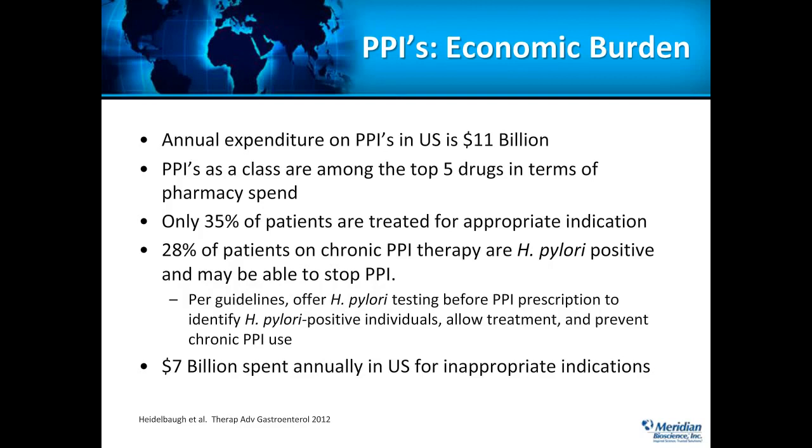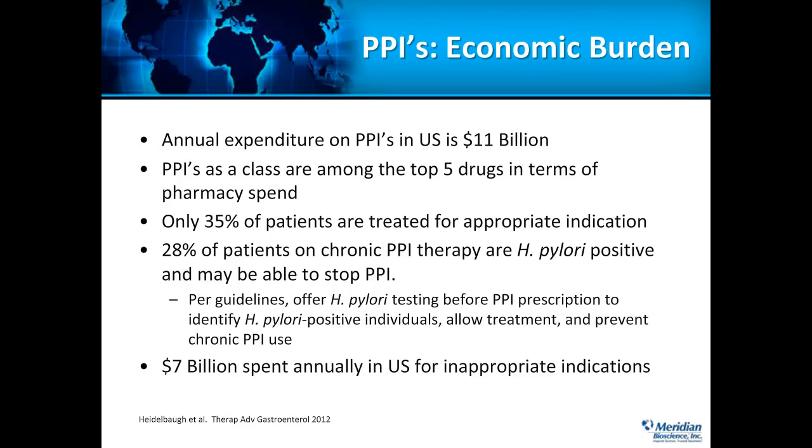What is also important to note is that when we look at patients who are taking PPIs chronically, if we were to test them for H. pylori, about 28% of these patients are H. pylori positive. So what this tells us is that 28% of these patients who are on chronic PPIs had perhaps a reversible cause of their symptomatology, which if it were diagnosed and treated, these patients would no longer have required the PPI. So it's important to recognize that before starting a patient on a PPI, we have an opportunity to test them for H. pylori and to diagnose a potentially treatable and reversible cause of their underlying symptoms.